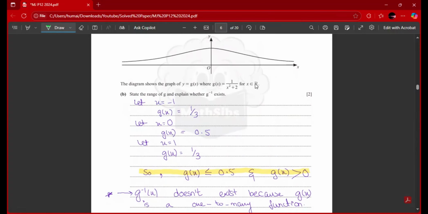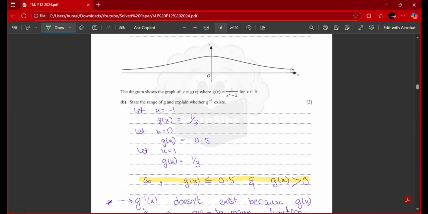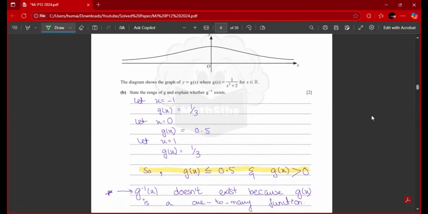How did I calculate this? Well, g of x was given. Substitute the value of x as 0 and you'll be just left with 1 over 2. So our g of x is lesser than or equal to 0.5 and our g of x is always greater than 0 because our graph never touches the line of x-axis. So it is always greater than 0, never equal to 0.